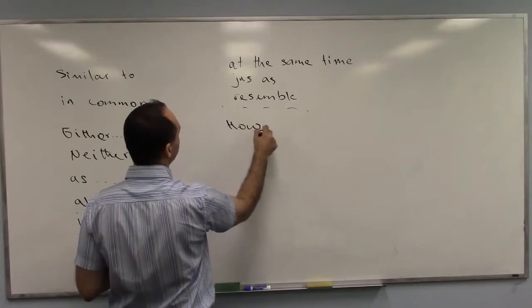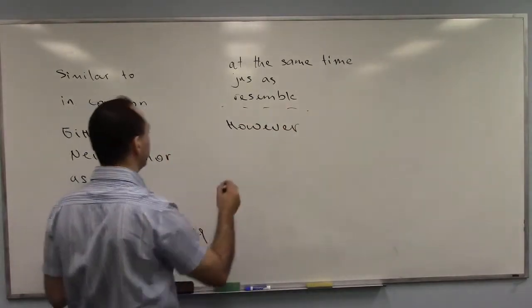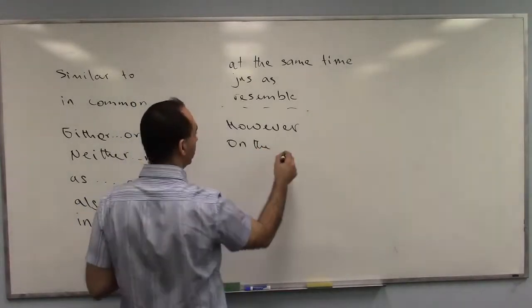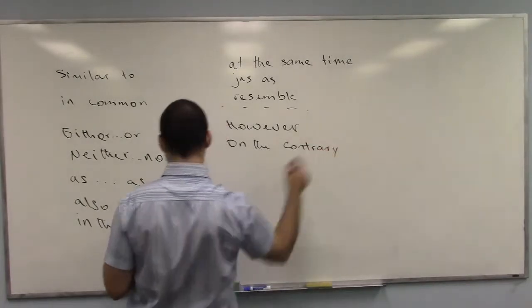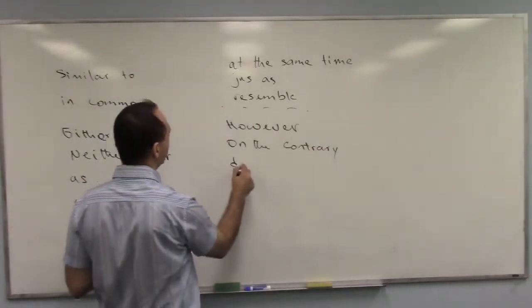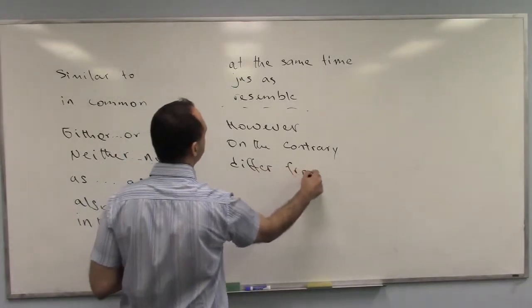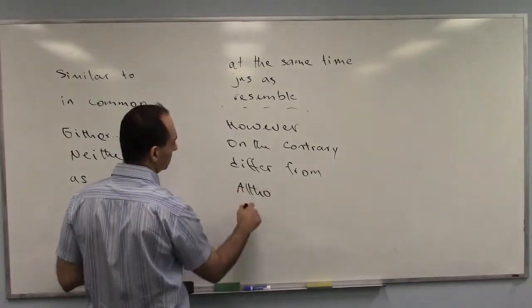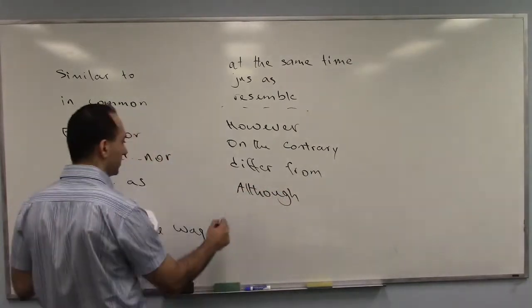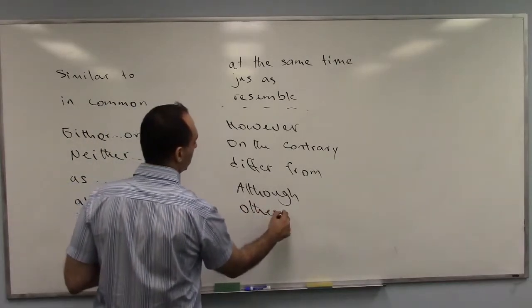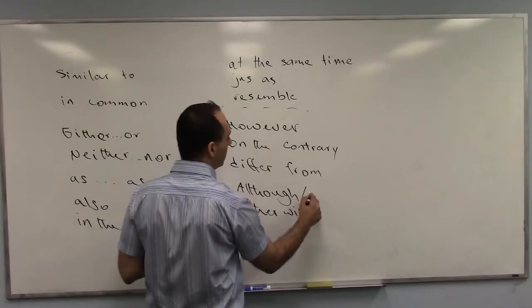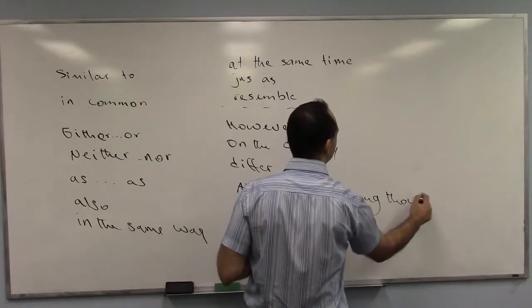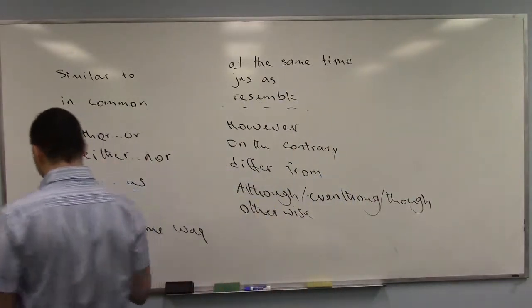However. Tell me, after however, we have on the contrary. Yeah, on the contrary. After that, to differ from. Although. Otherwise. And when we talk about although, we should also talk about even though, or though. Yeah. Otherwise.